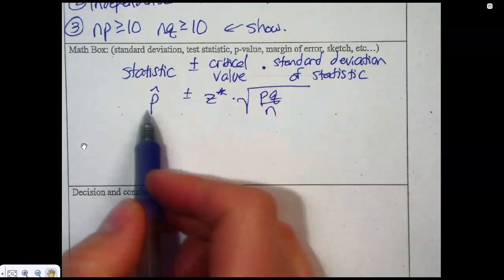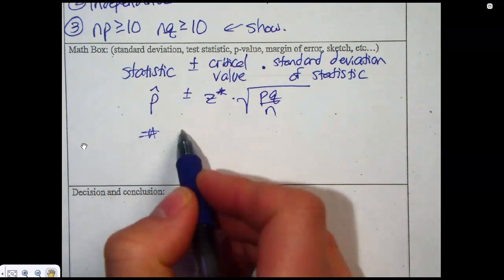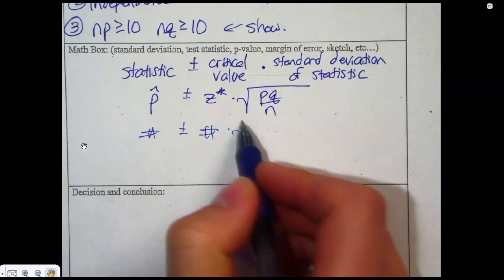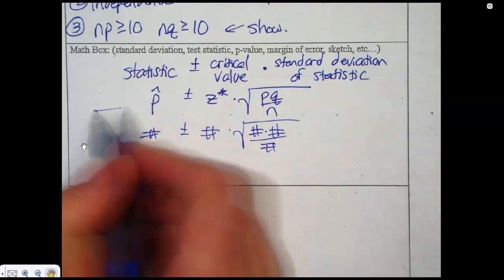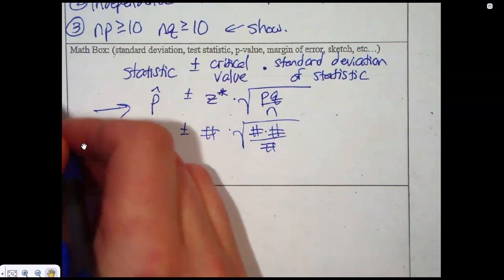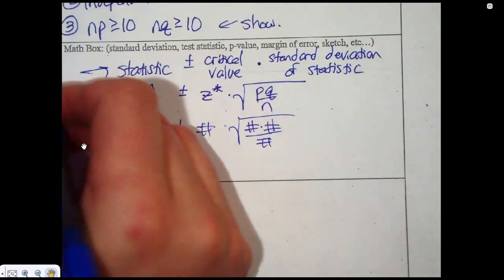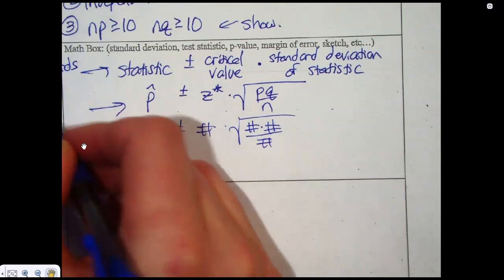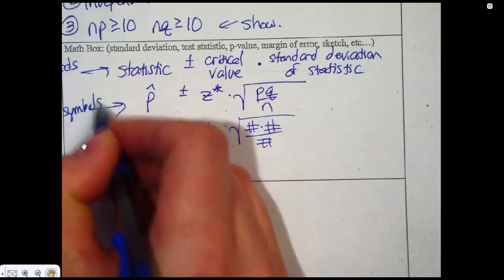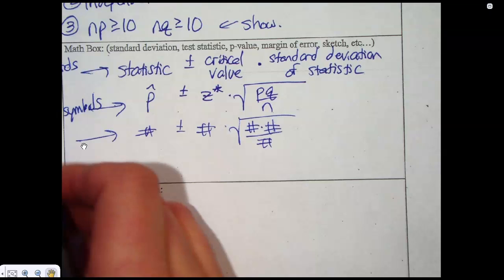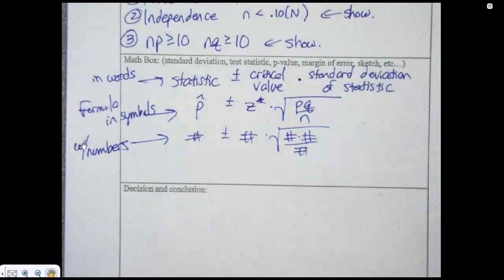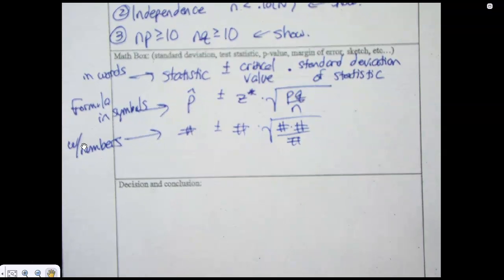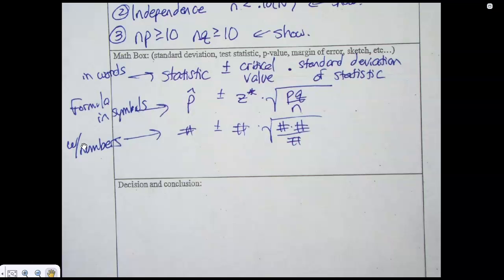Then what you do is you put numbers in all of those spots. So you put a number there, plus or minus a number times, number times number. So basically you're writing the formula in words, and then in symbols, and then with numbers. So you're writing it 3 times essentially. On the test, you could just skip to the bottom, but you won't get full credit. You've got to show all this. Yeah.